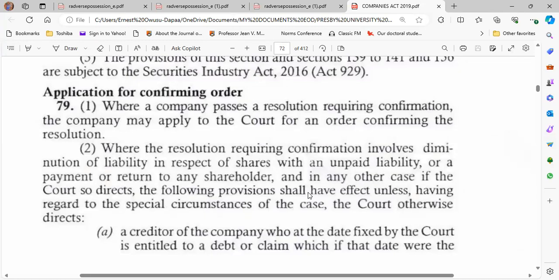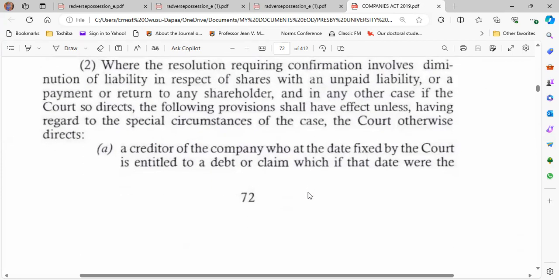Now, where the resolution requiring confirmation involves diminution of liability, diminution of liability simply means that you are trying to reduce the amount of money which remains unpaid in respect of each share that has been issued, or it involves payment or return to any shareholder, or any other particular case the court may direct, then you need to comply with these additional procedures, as it were, unless the court grants you exemption from them. So what are these procedures?